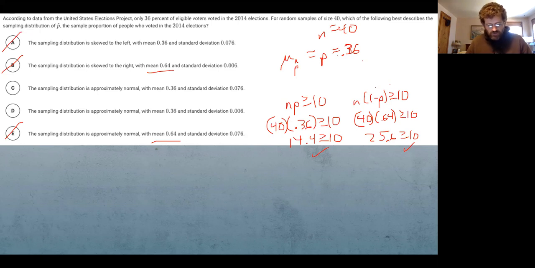So now the only question we have left to answer is what's the standard deviation? Is it 0.076 or 0.006? And luckily we have a formula for that. The standard deviation of a sampling distribution of proportions is the square root of P times 1 minus P divided by N.